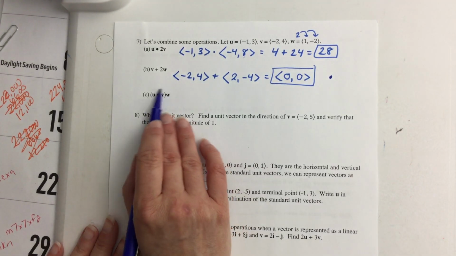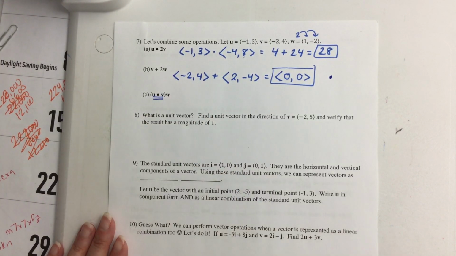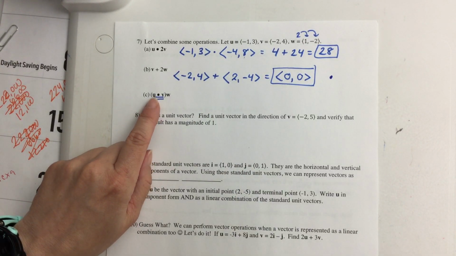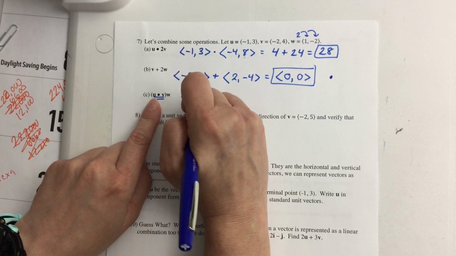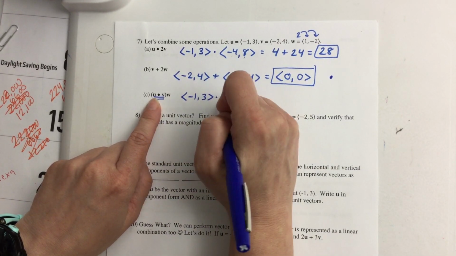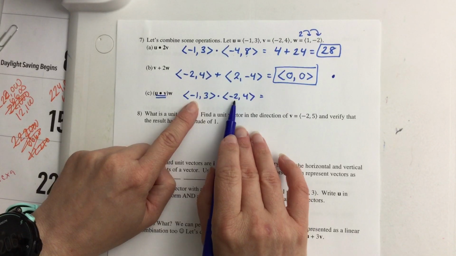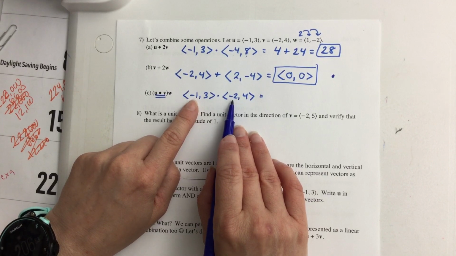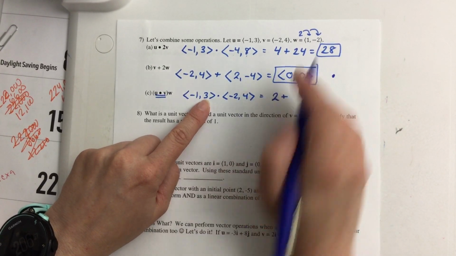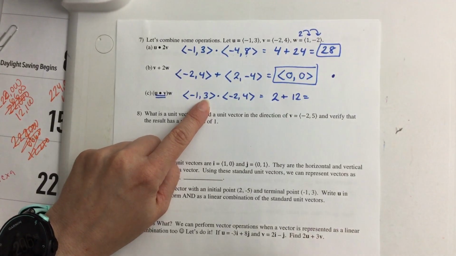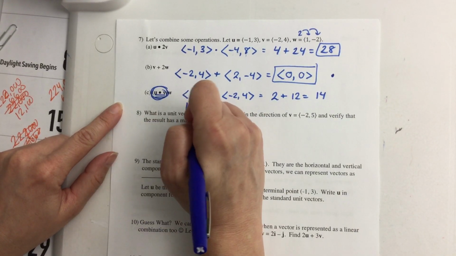Last, when I am looking at something like this, order of operations, you always do what's in parentheses first. So I need to find the dot product between u, which is negative 1 and 3, and v, which is negative 2 and 4. So I multiply the x's together. Negative 1 times negative 2, that's a 2. Plus 3 times 4, that's a 12. 2 plus 12 is 14. So this right here has a value of 14.